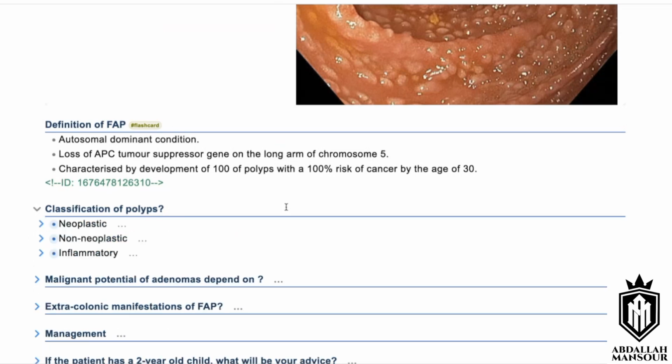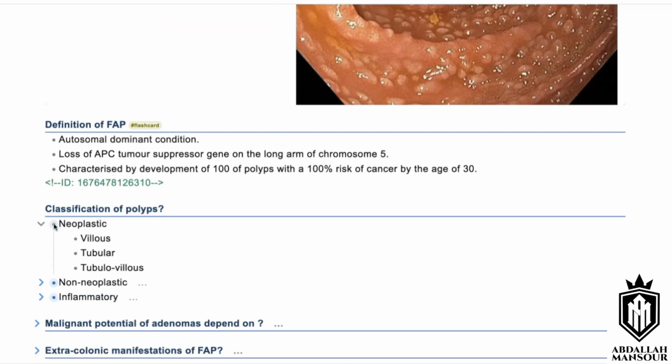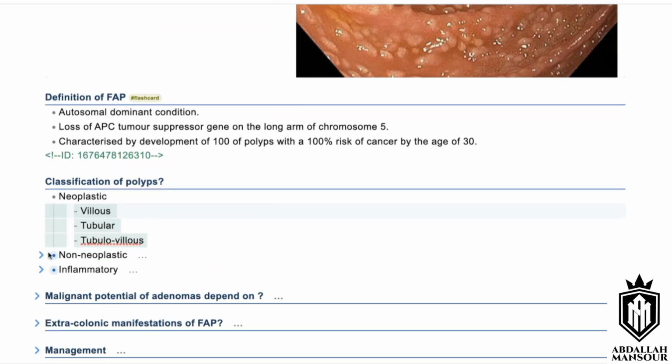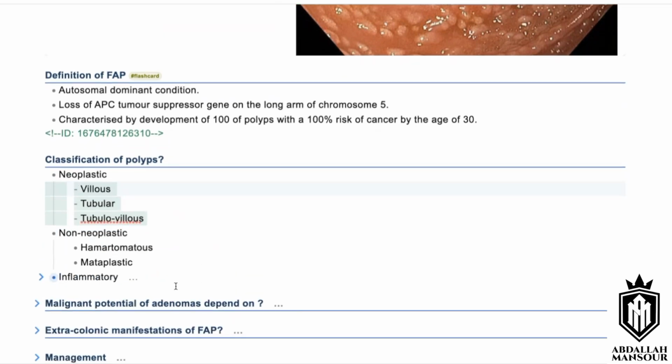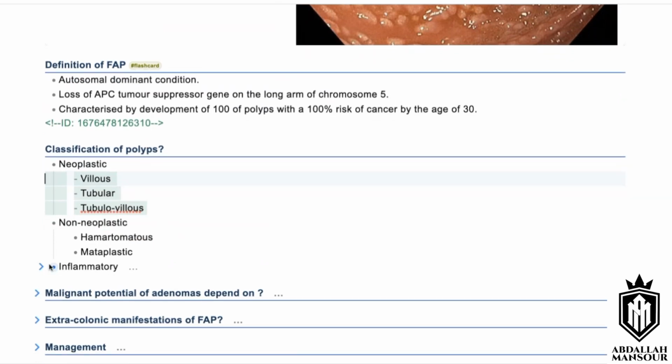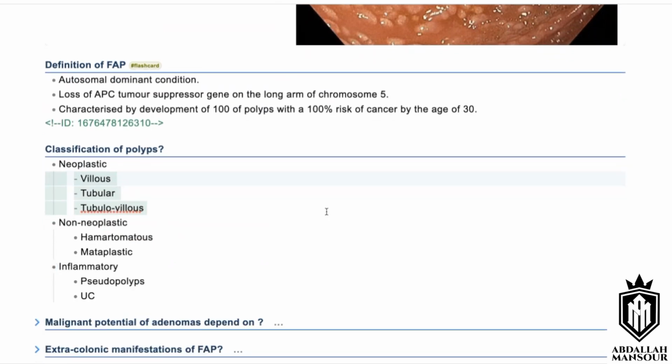Yeah, so you can say neoplastic, non-neoplastic, and inflammatory. The neoplastic can be further classified into villus, tubular, and tubulovillus. The non-neoplastic will be the hamartomatous and metaplastic, and inflammatory polyps, which happen due to chronic irritation or certain pathologies, including ulcerative colitis and pseudopolyps. Instead of just saying benign and malignant, which is absolutely fine, you can mention the villus, tubular, tubulovillus, but those are just one type. If you just say that, you will lose a mark because you haven't mentioned the bigger picture.